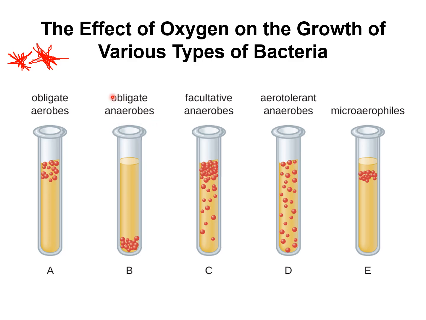Okay, next we have obligate anaerobes. So remember, they're required not to have oxygen, they actually get killed by oxygen. So notice where they're growing at the bottom of the tube. So they're definitely not going to grow up at the top because they would be killed by oxygen up there. So they're going to grow down here at the bottom.